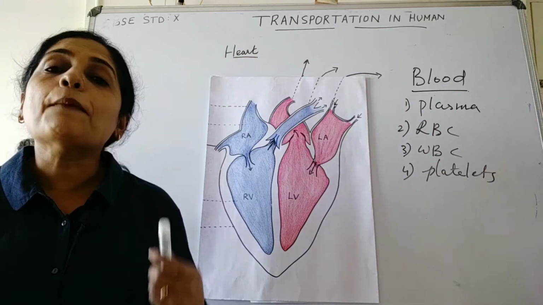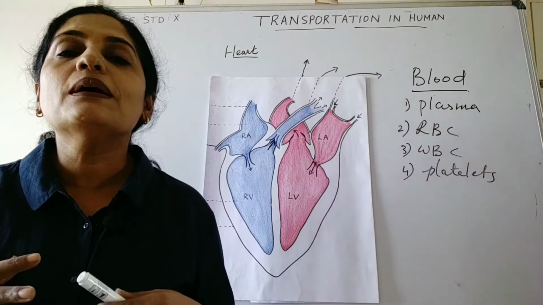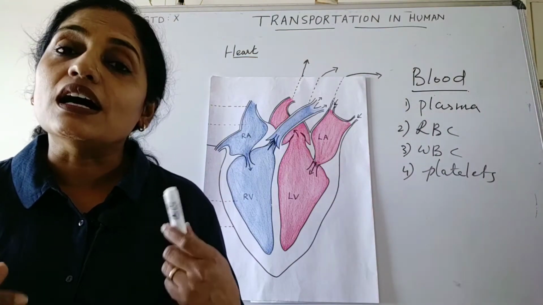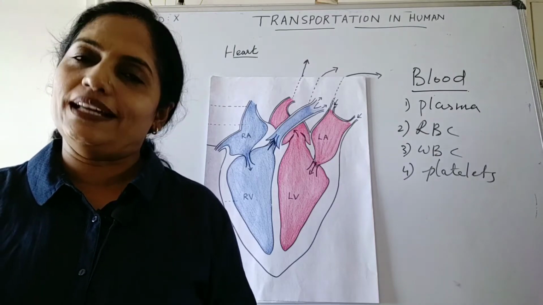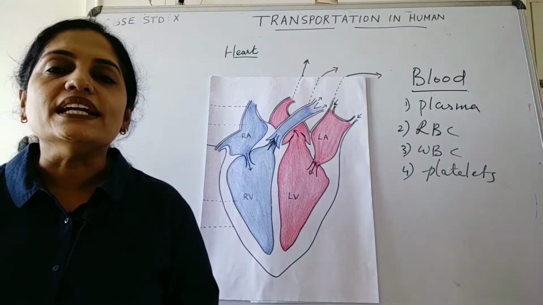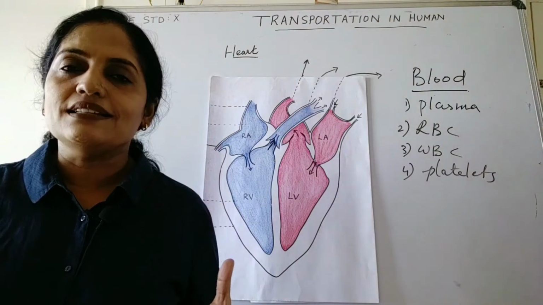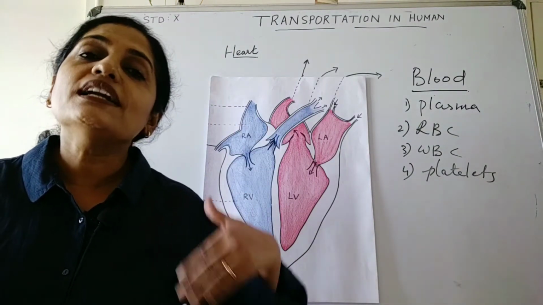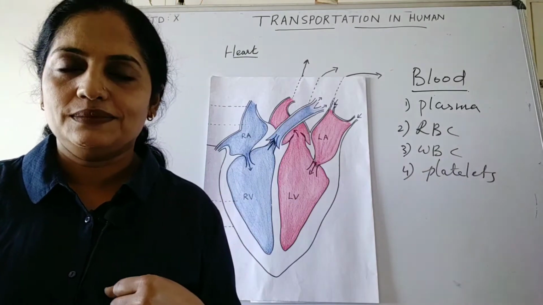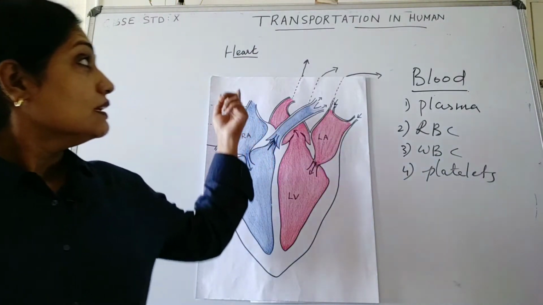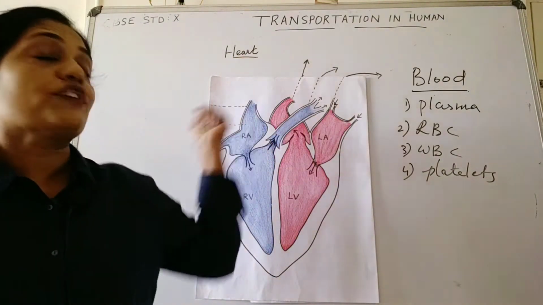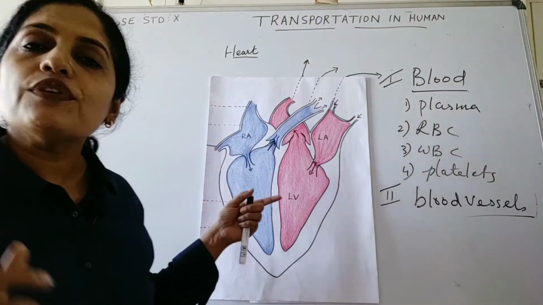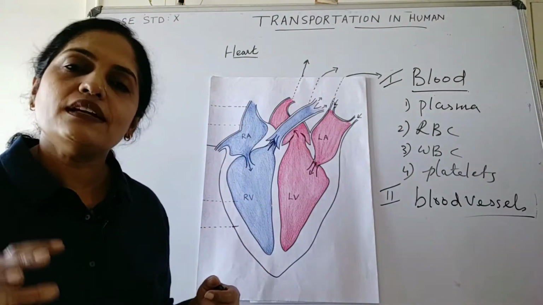We need a pumping organ to pump our blood. Heart is our pumping organ. We also need various blood vessels to carry blood towards the heart and to carry blood away from the heart. Look here, this is the picture of a heart, the section of a heart showing different parts.